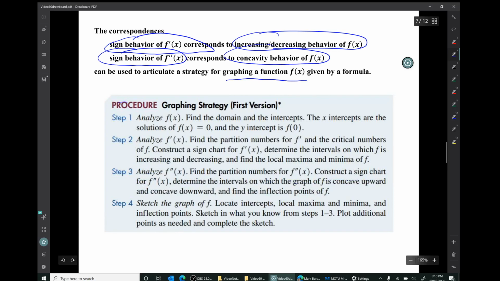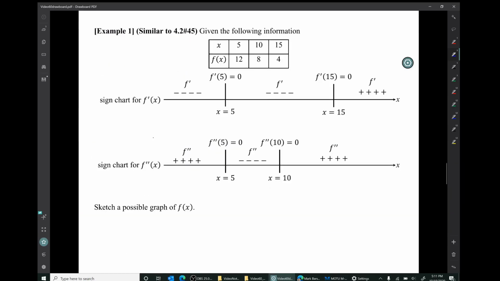Then with all that information that you've gathered in steps 1, 2, and 3, you sketch the graph of the function. Our first example involves given information about a function where basically parts of steps 1, 2, and 3 have already been done. Remember those steps.